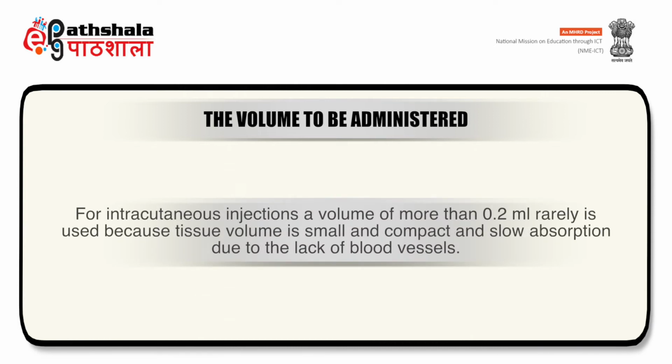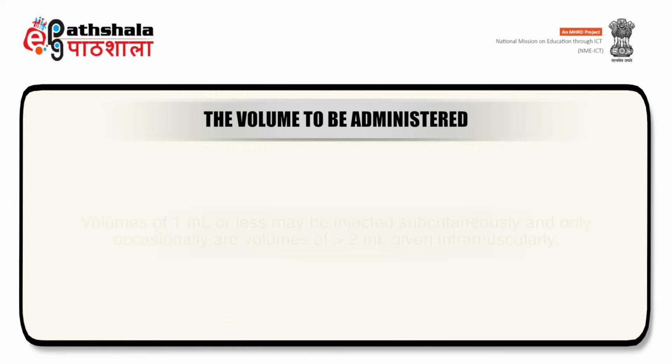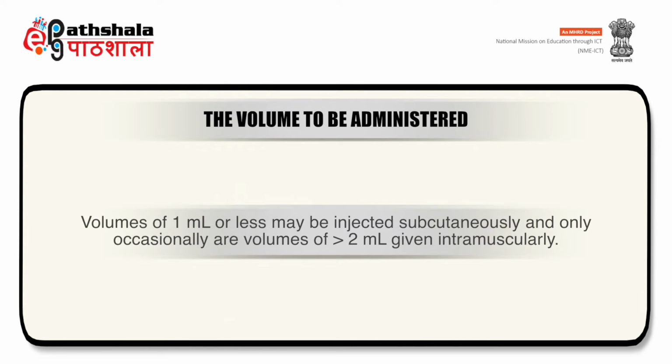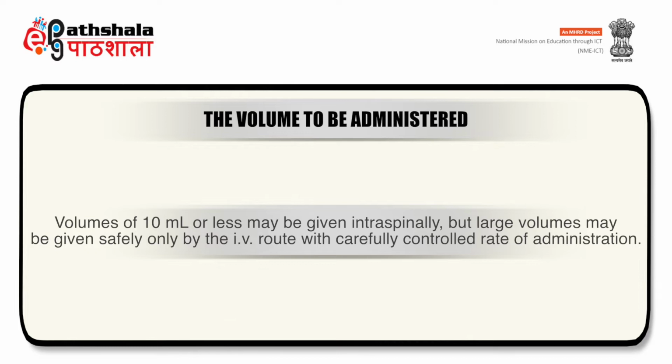For intracutaneous injections, a volume of more than 0.2 ml is rarely used because tissue volume is small and compact and slow absorption takes place due to the lack of blood vessels. Volume of 1 ml or less may be injected subcutaneously, and only occasionally are volumes of more than 2 ml given intramuscularly. Volumes of 10 ml or less may be given intraspinally, but large volumes may be given safely only by the IV route with carefully controlled rate of administration.